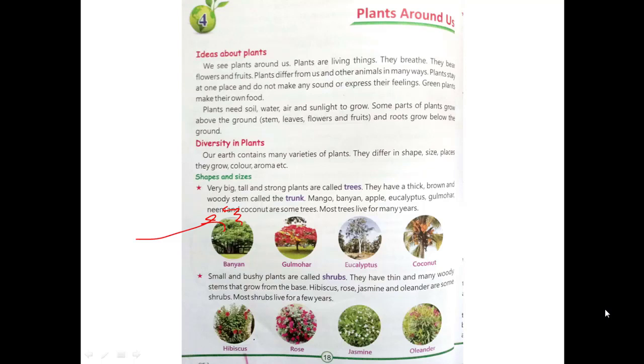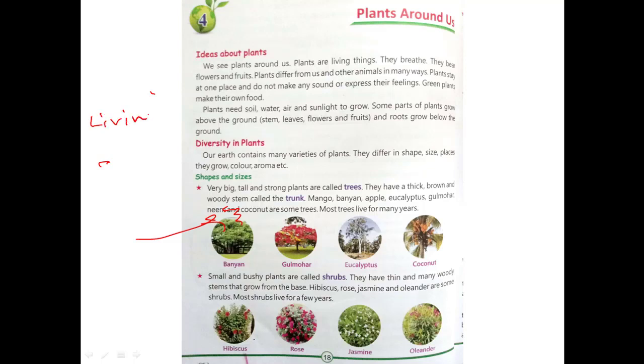In this visual, we will learn about the fourth chapter of your EVS book, that is Plant Around Us. Before starting this chapter, let us have an introduction about the plant. What are plants? They are living things.